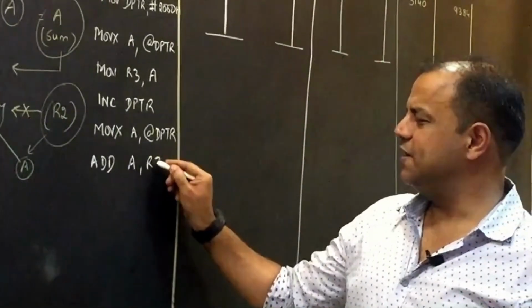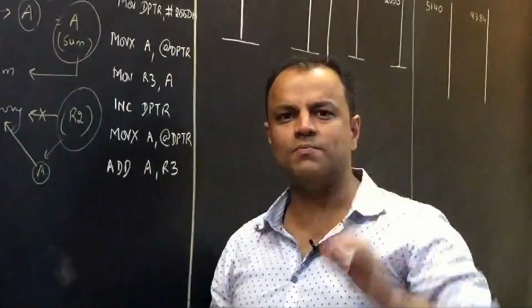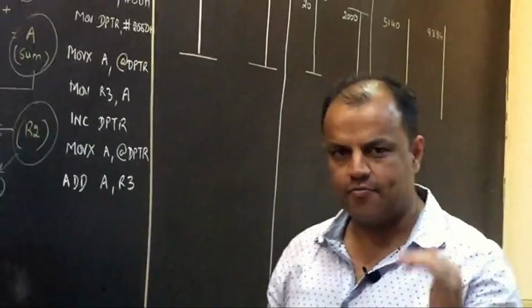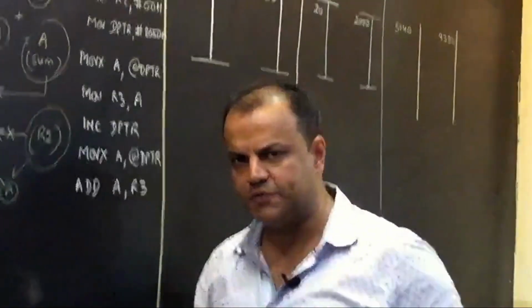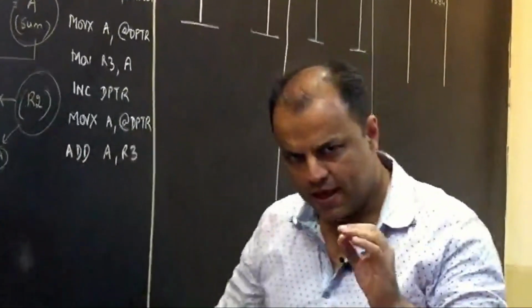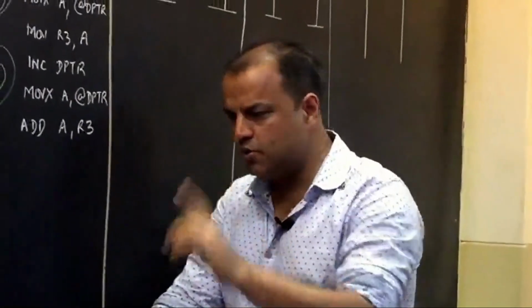Add A, comma, R3. A has now got the sum. Check for carry. Right now itself, check for carry. Don't look here and there. Look here. Don't look that side, please. Check for carry. If there is a carry, you want to increment.